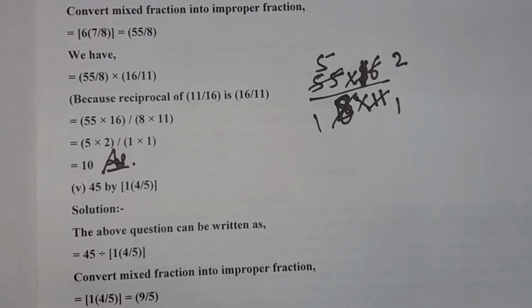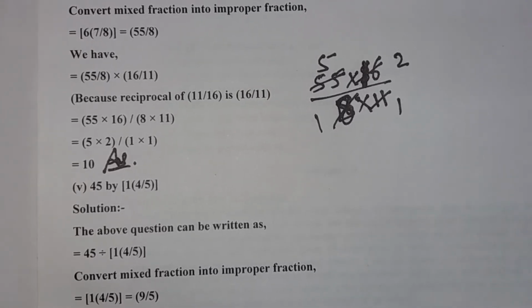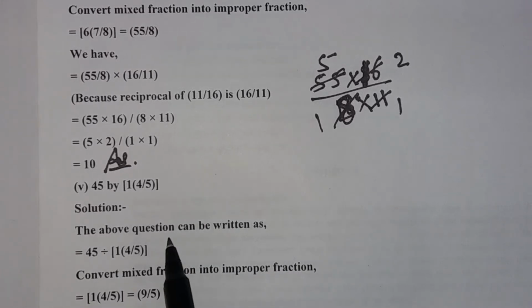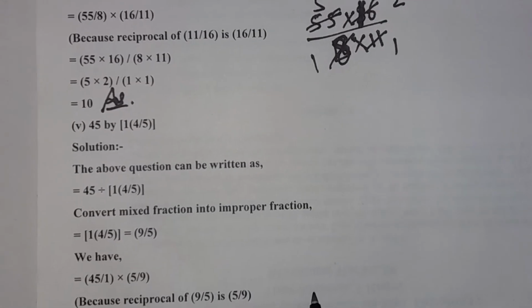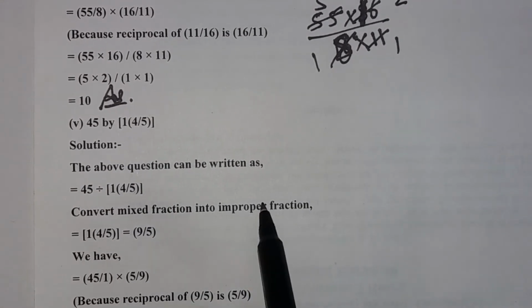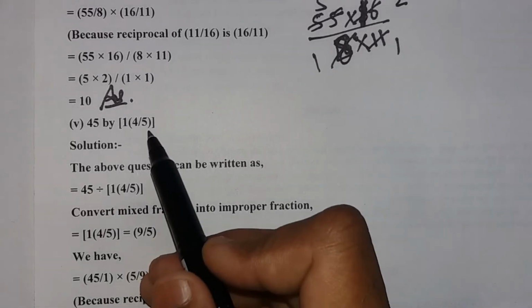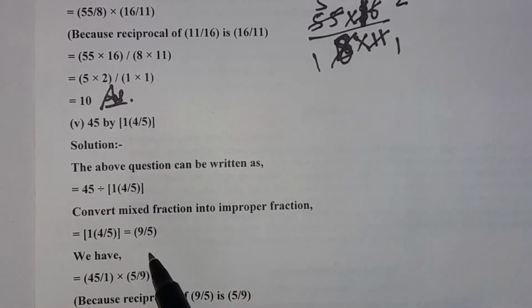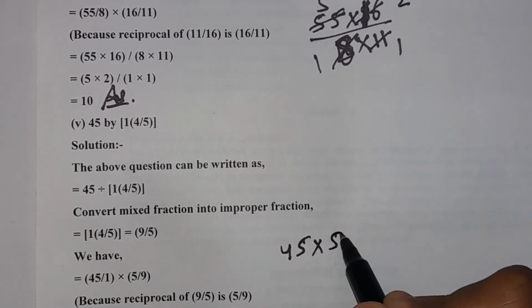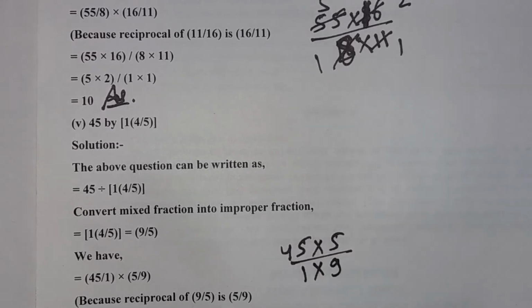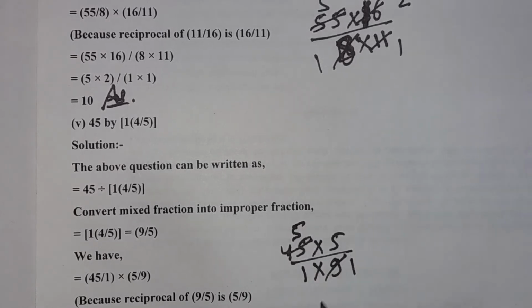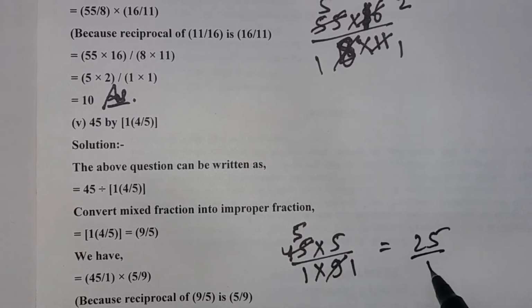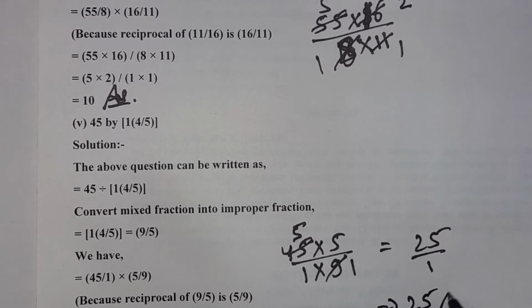So fifth part, 45 divided by 1 whole 4 upon 5. So by solving it, 45 divided by 1 whole 4 upon 5. Converting the mixed fraction into an improper fraction, 5 1 is 5, 5 plus 4 will be 9. So 9 upon 5. So by solving it, 45 into 5 upon 1 into 9. We can cancel it by 5 times. So here 5 into 5 will be 25 and 25 upon 1. So 25 will be the answer.